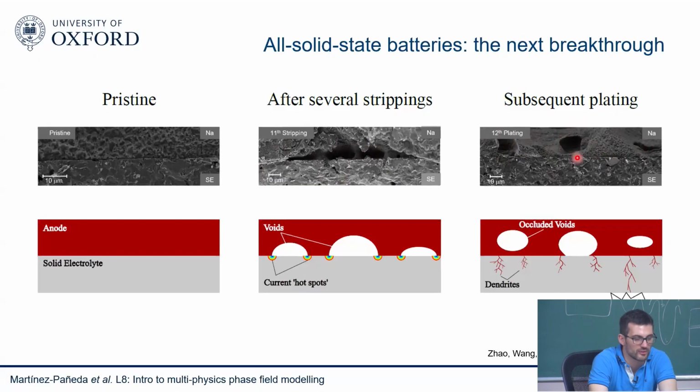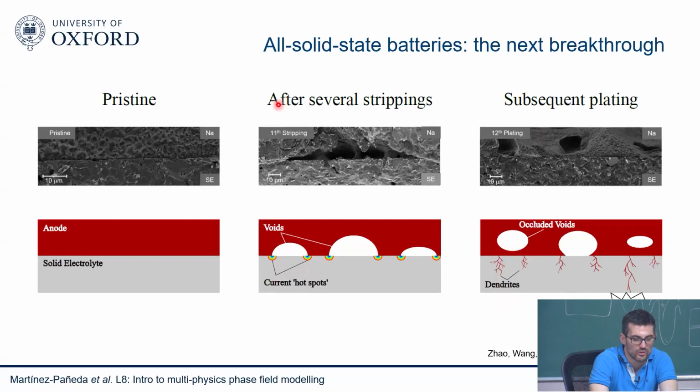And these voids are critical, because whenever you have voids, you have a big change in conductivity, which means you're going to have what they call current hotspots. You're going to have very small regions at the edges of those voids where the current is going to be very large. The current density that you have is going to be very, very large in the electrolyte. And because you have this very large current, you're going to accelerate the deposition of lithium during the subsequent plating, and therefore you're going to form those dendrites.